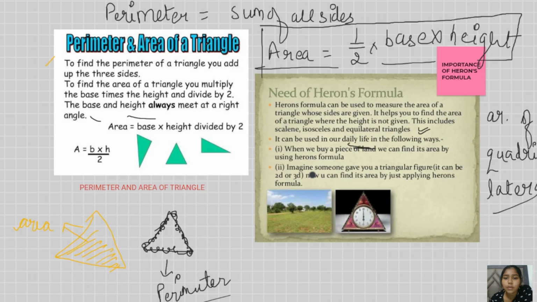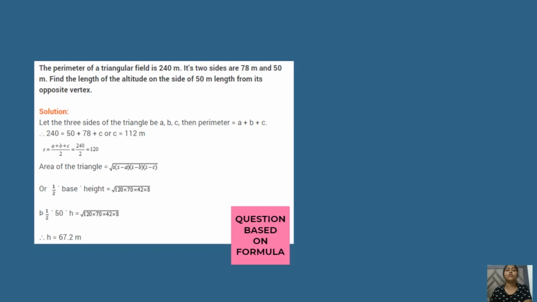Now these are some daily life examples of using Heron's formula. When we buy a piece of land, we can find the area by using Heron's formula, because in the case of land, we don't know the height, we only know the length, breadth and other sides, right? Imagine someone gave you a triangular figure, it can be 2D or 3D. Now you can find this area by just applying Heron's formula. This is a very easy formula. You just have to know the value of each side and put it as it is into the formula and you will get the area of the triangle, right?